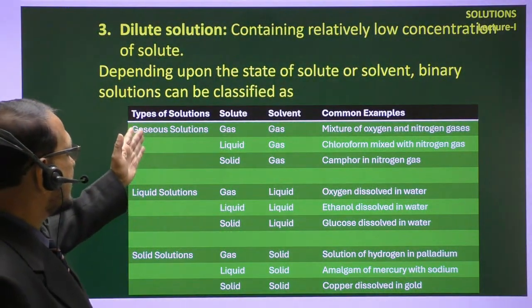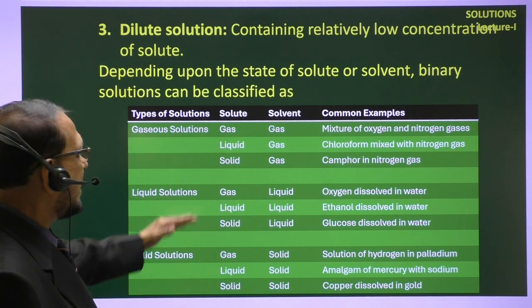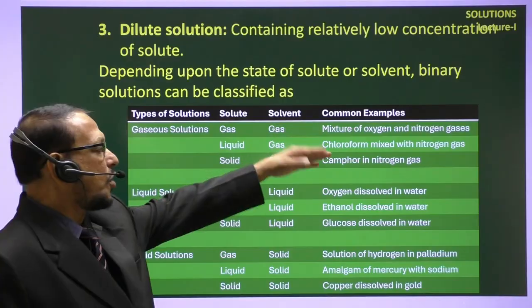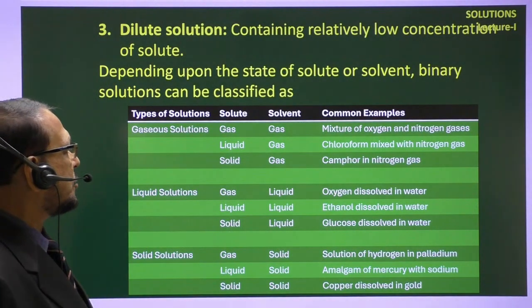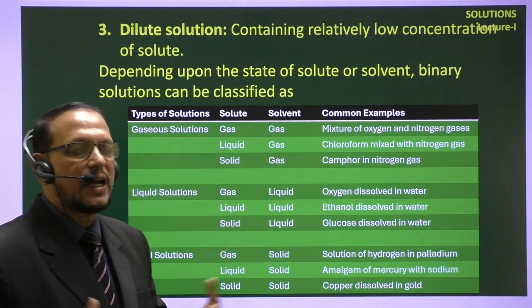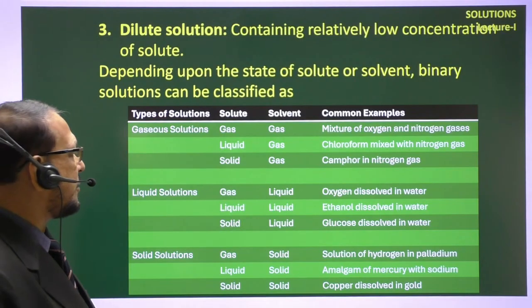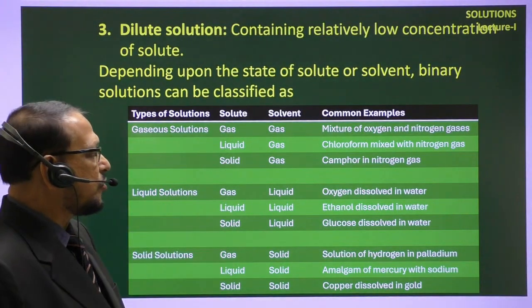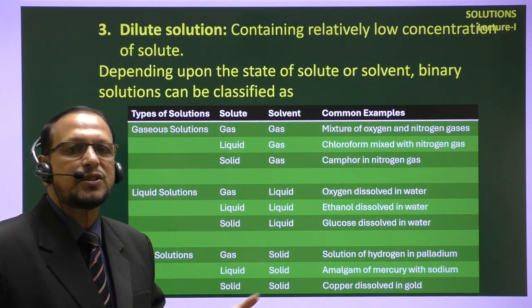These are the types of solutions: gaseous solution, liquid solution, solid solution. One solute, one solvent, and I am giving one common example so that you can understand better. What is the gas? Here it is a gas mixture, a very common thing: a mixture of oxygen and nitrogen in air. Liquid in gas: chloroform mixed with nitrogen. Gas in liquid: aerated drinks, cold drinks.